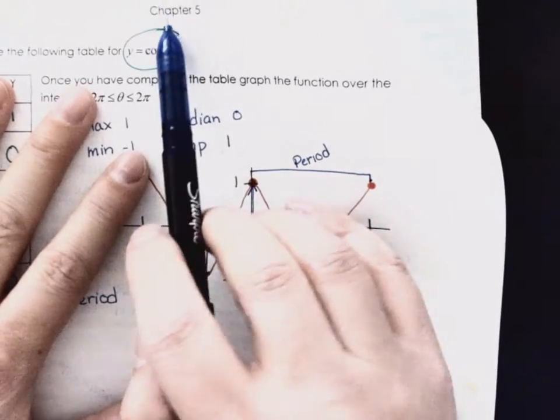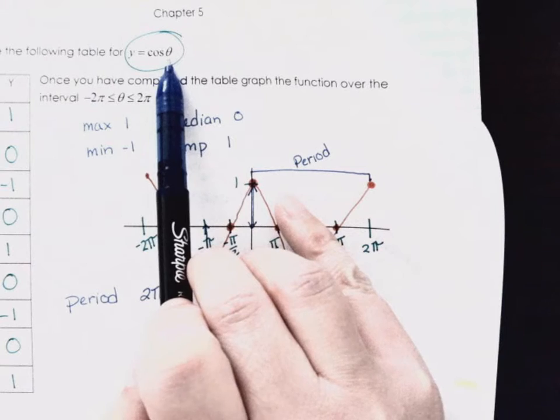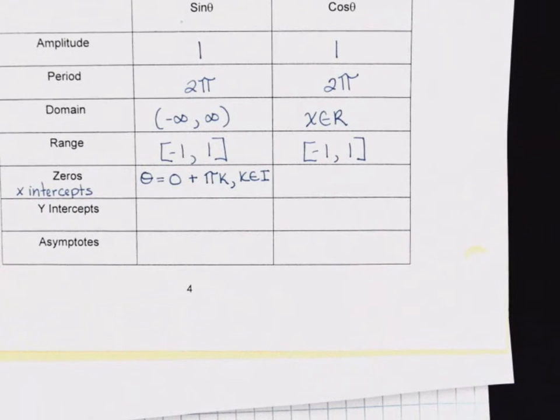Look at your equations. What do they have in them? Theta, right? So you want to use the appropriate variable with them. All right, let's do the x-intercepts for the cosine graph as a general solution.